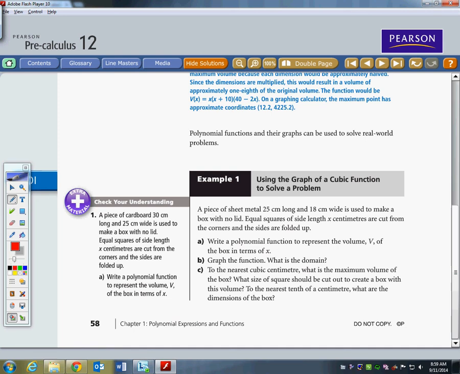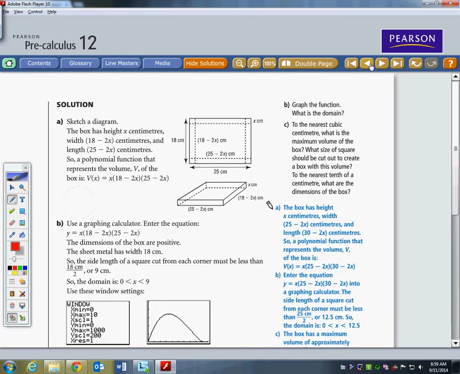A piece of sheet metal 25 centimeters long and 18 centimeters wide is used to make a box with no lid. Equal squares of side length x centimeters are cut from the corners and the sides are folded up. If I go to the second page here, I think there's a nice diagram. Yeah, so here is an example of the diagram.